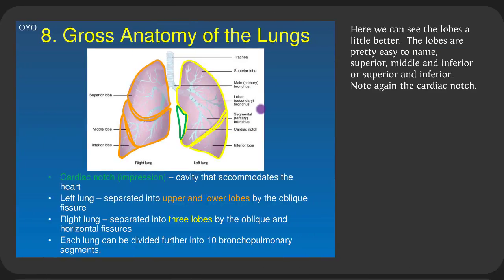Here we can see the lobes a little bit better. The lobes are pretty easy to name. Superior, middle, and inferior for the right. Superior and inferior for the left. And again, note the cardiac notch outlined here in green.